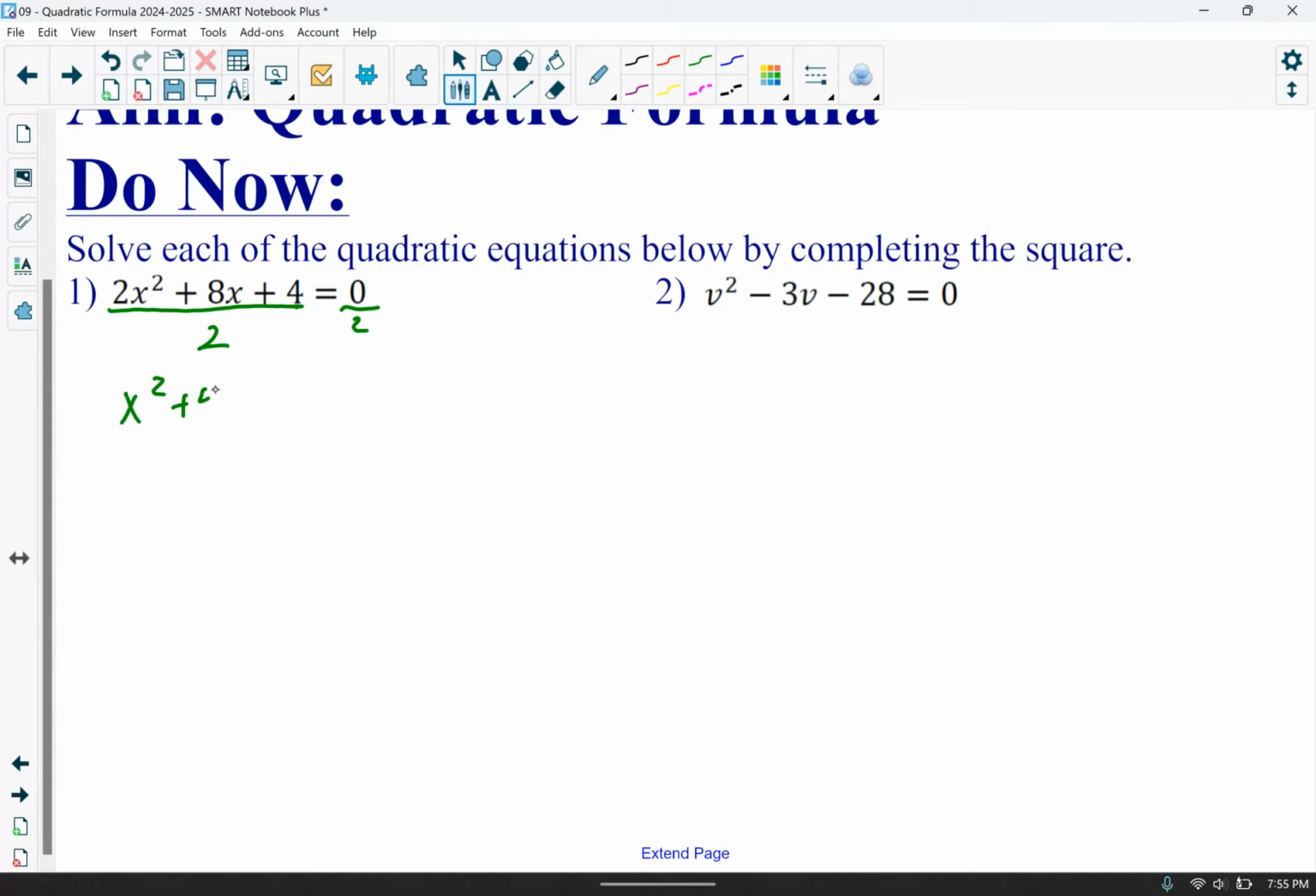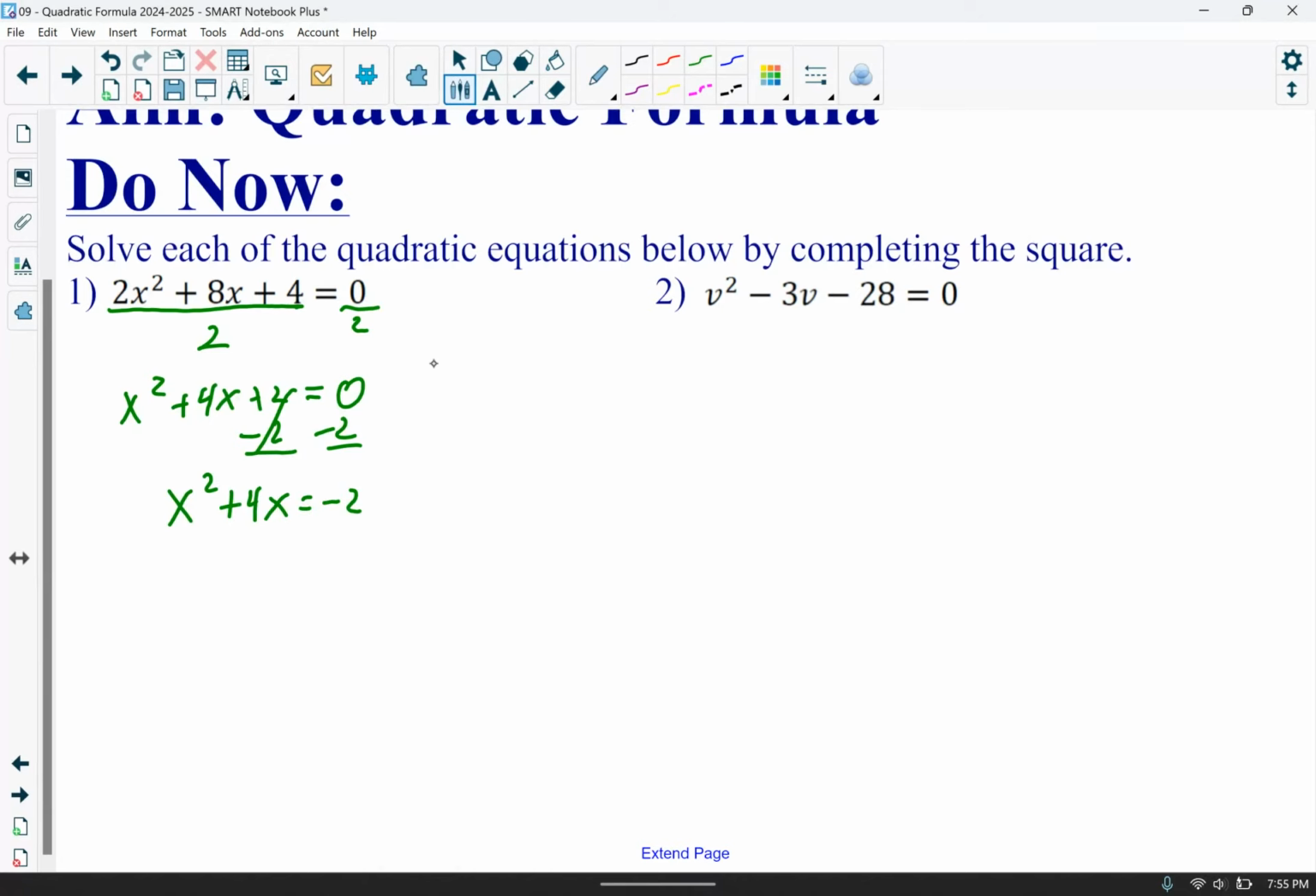So we have x squared plus 4x plus 2 equals 0, which is not a perfect square trinomial because this c term is not a perfect square. We're going to make it a perfect square. So we're first going to move our constant term to the right side. So we have x squared plus 4x equals negative 2.